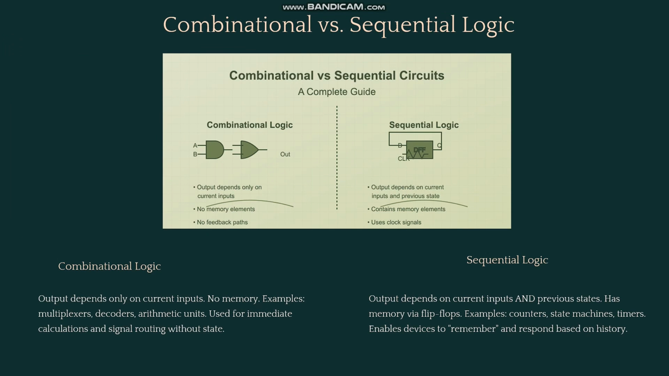Combinational and sequential logic. There are two main types of logic circuits. Combinational logic: the output depends only on the current inputs. It has no memory. Think of simple calculations. Sequential logic: the output depends on both current inputs and past states. It has memory. This allows a device to remember things like how long a light has been on.